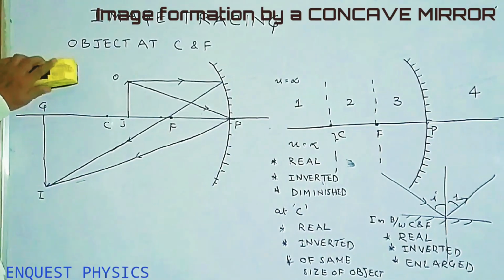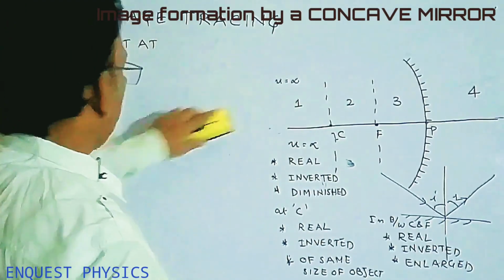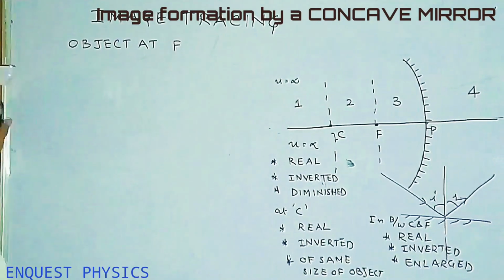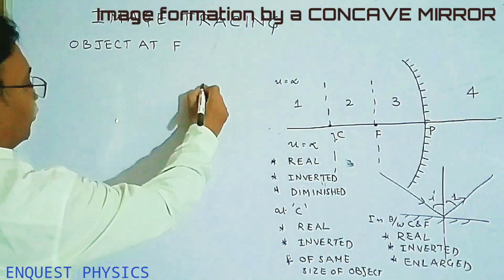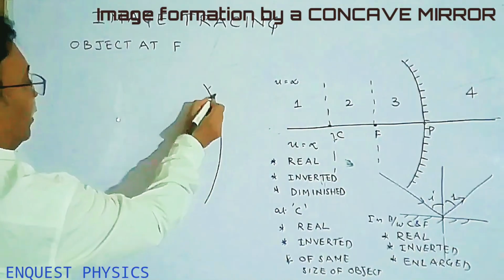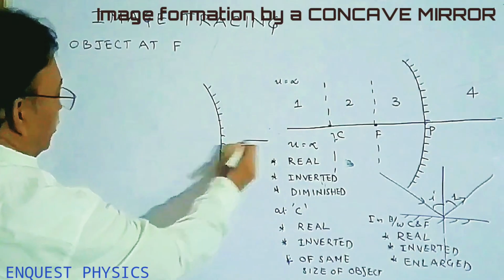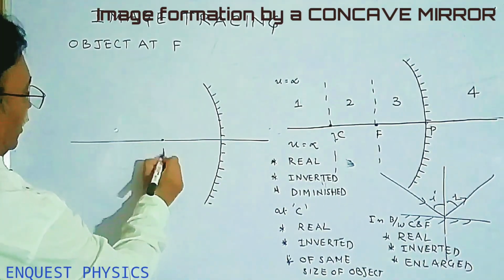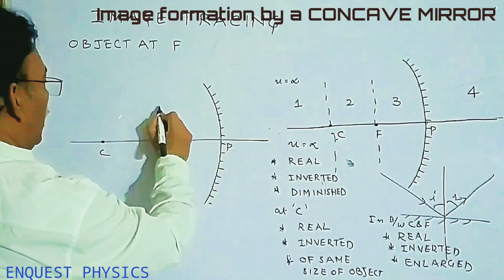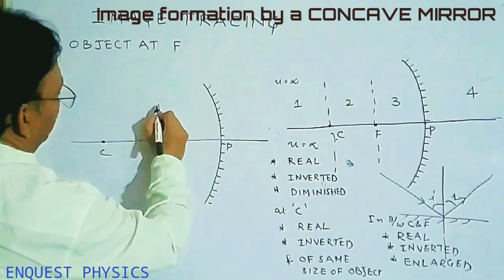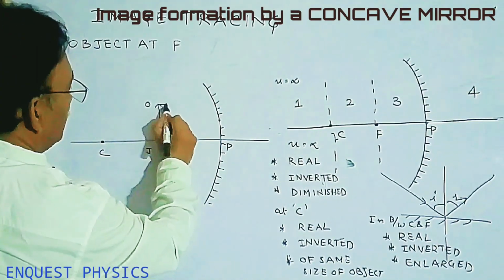And the fourth one, say this object is kept at focus. Object is kept at focus here. Same. Now watch. It is the same mirror. Okay, this is the focus, this is the center of curvature, and this is the pole. An object here, let's say the object. Usual things we are doing.